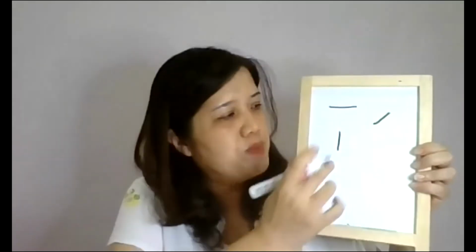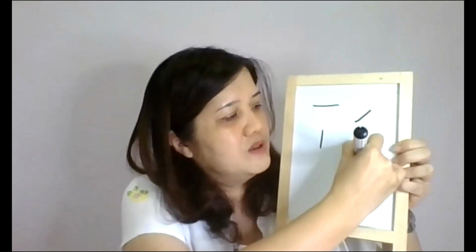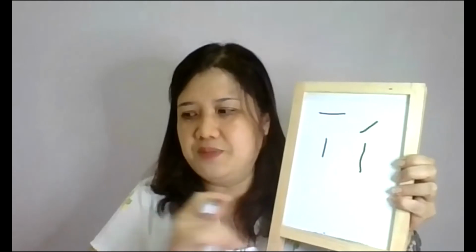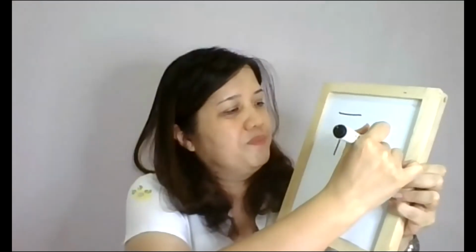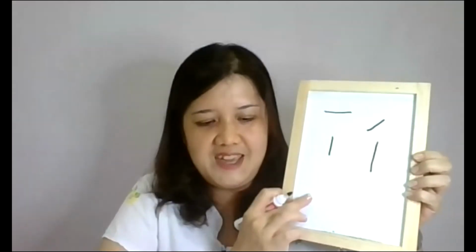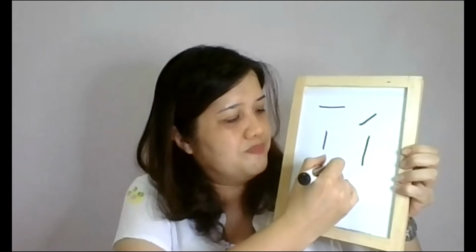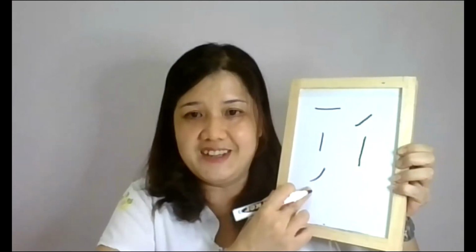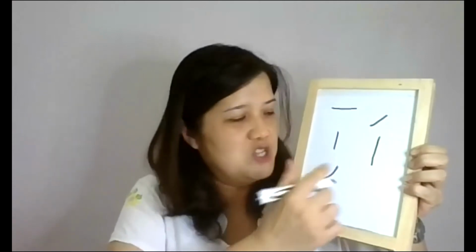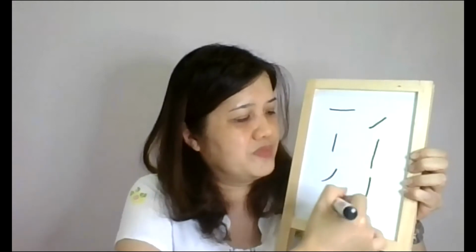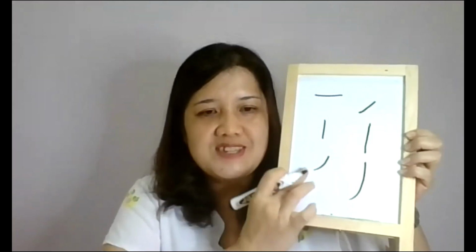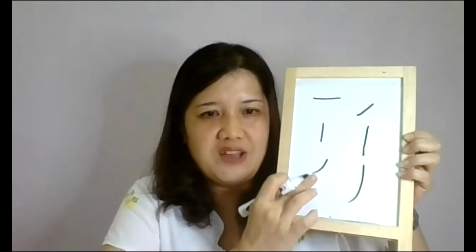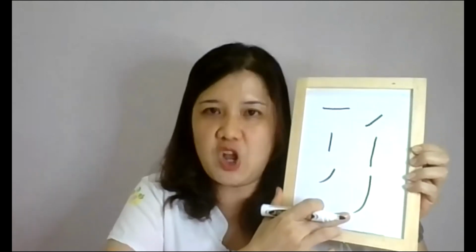Continue with the long vertical. Let me redo it again. Okay, long vertical. Then continue with this one, slanting. Then continue with this one. Be careful when you write these two slanting strokes. One is shorter, one is longer.